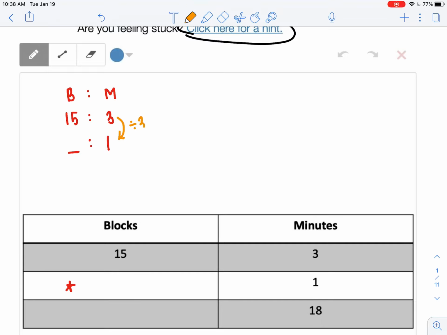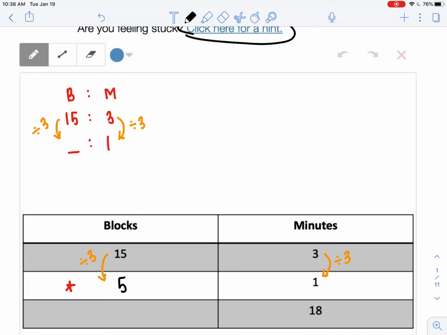3 divided by 3 is 1, which means I'll also divide 15 by 3. And of course, I could have shown this in the table too if I had wanted to. 3 divided by 3 is 1, and 15 divided by 3 is going to give me a final answer of 5 blocks in 1 minute.